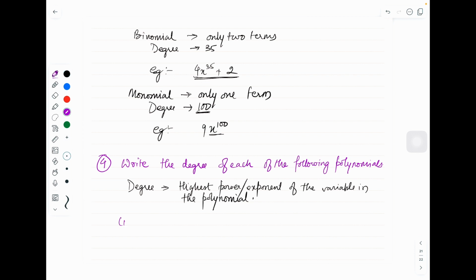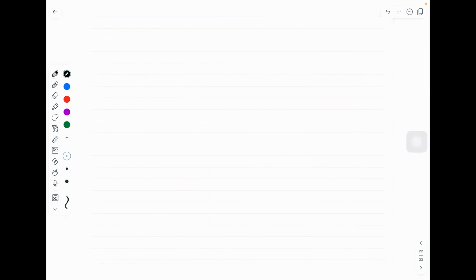The first question is 5x cube plus 4x square plus 7x. So highest power. What are the powers? Maximum of those powers. One power is 3, one power is 2, one power is 1. Maximum of 3, 2, 1 is 3. So degree equals 3. You have to write this statement in every question in the exam.